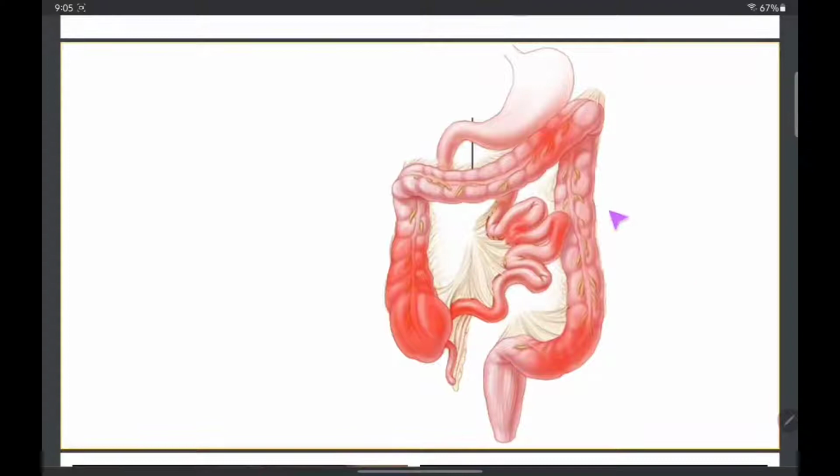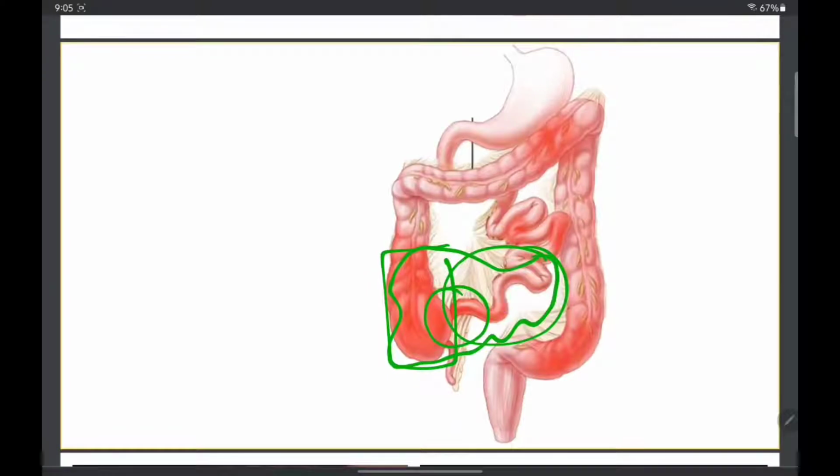Now, yes, it can involve any part of the GIT, but we have the most common places that are affected with Crohn's disease. The first one is the lower part of the ileum. Second, we have the ileocecal junction, and then we have the cecum. These areas are the most commonly affected, and if other parts of the GIT are affected, these will suffer from the severest forms of this disease.